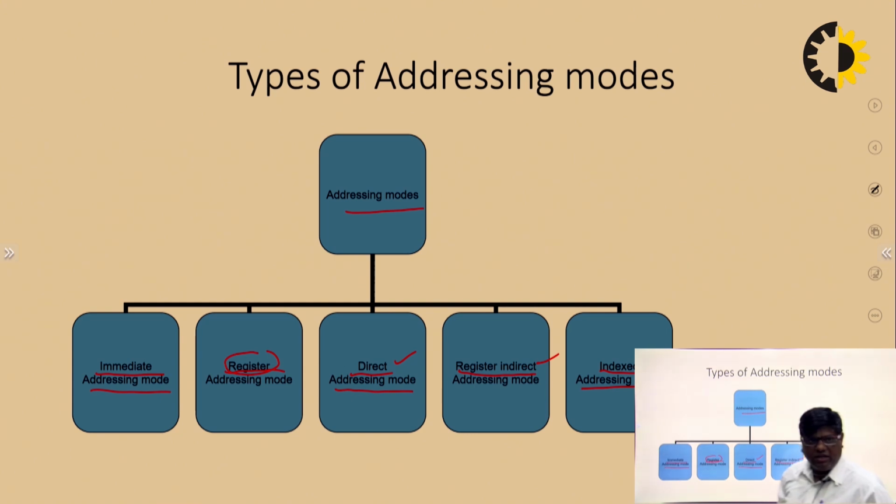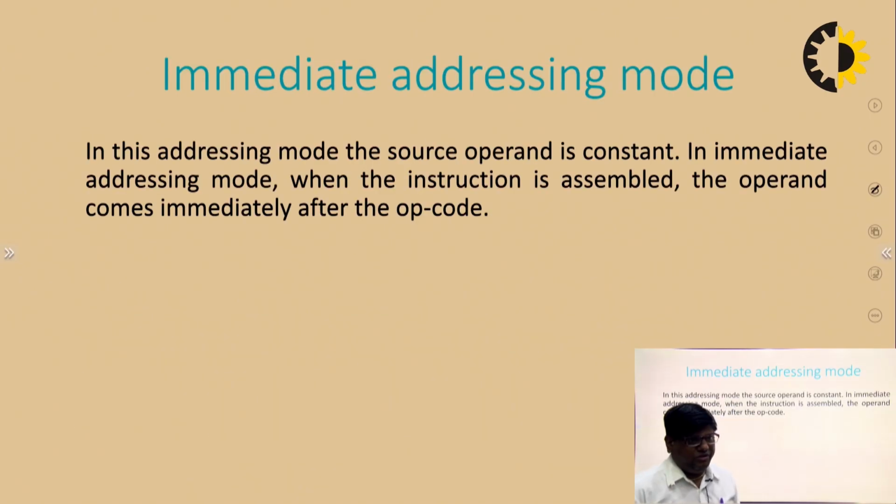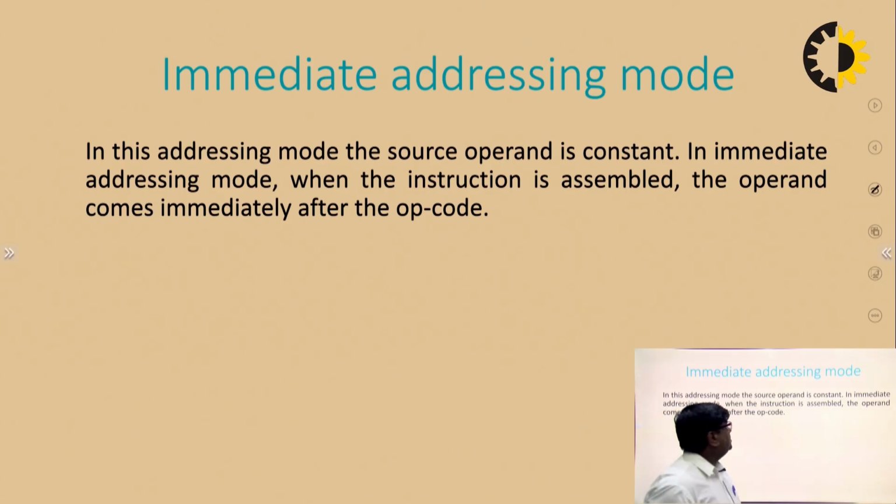The next one is the index addressing mode. In this addressing mode, the operand needs an indexing address, so it is known as the index addressing mode. Now we move on to the first, second, third, fourth, fifth addressing modes one by one. The first one is the immediate addressing mode.